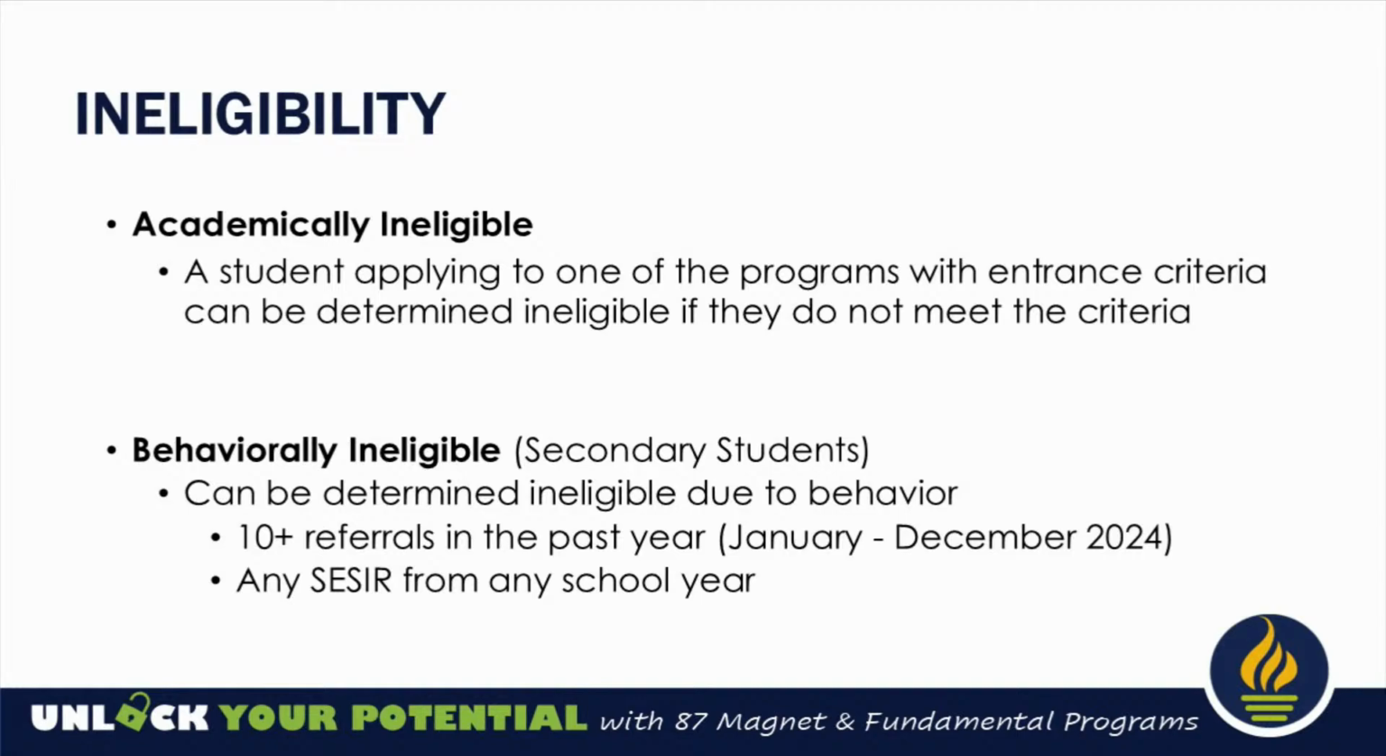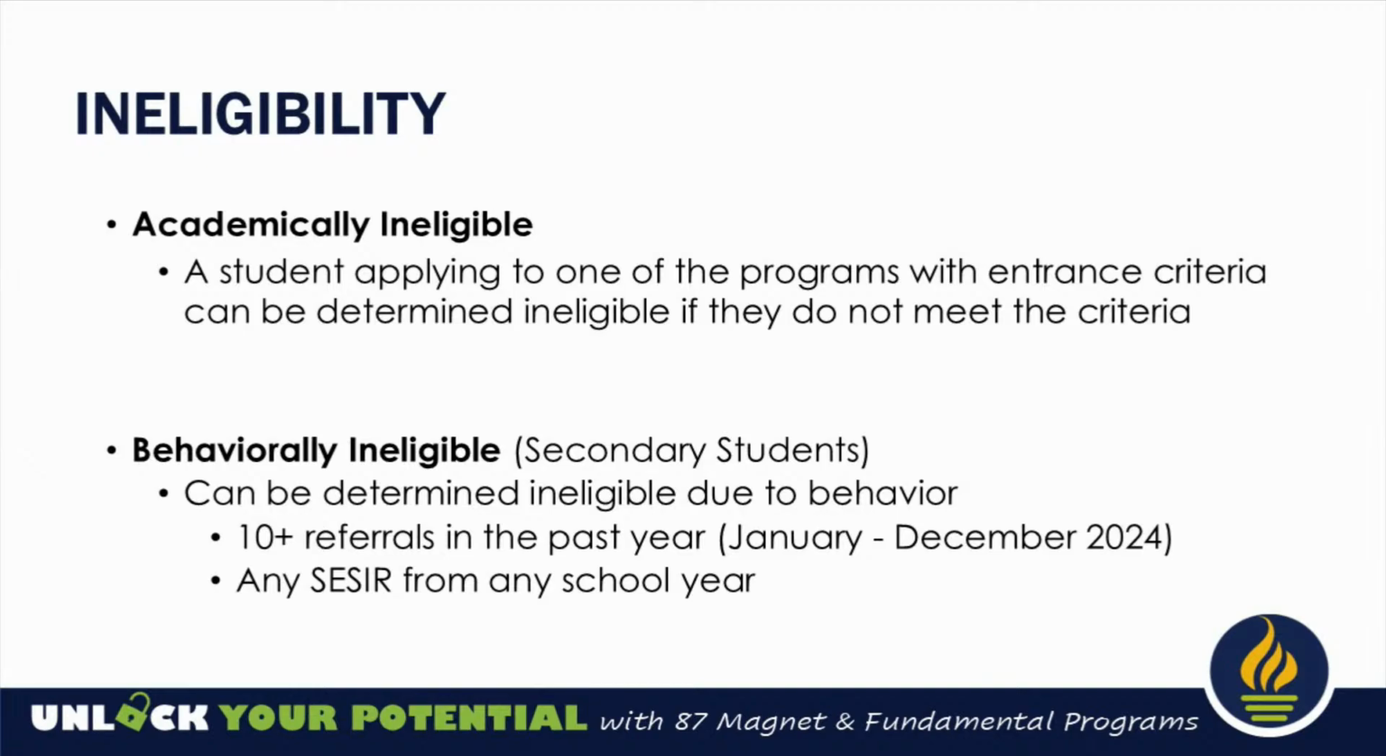A student applying to one of the programs with entrance criteria can be determined ineligible, which just means that they don't meet the criteria. Or if you log in and it's marked ineligible, it means that maybe a piece was missing, or like in the situation for the Center for Gifted Studies, the process just hasn't been completed yet. So if you log back in during the acceptance window and you find that your student is marked academically ineligible, then if you have a question about that, you could contact the coordinator and they can give you some more information.